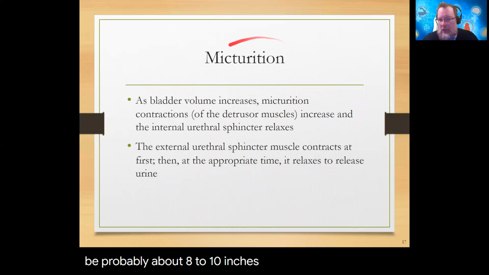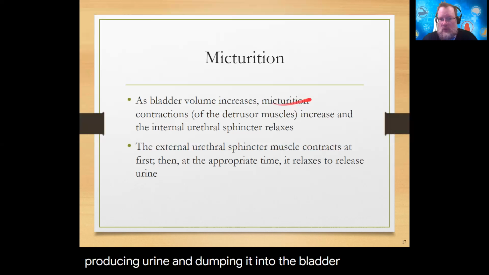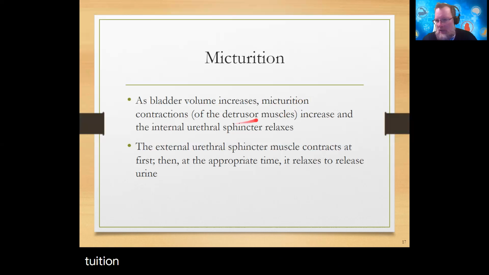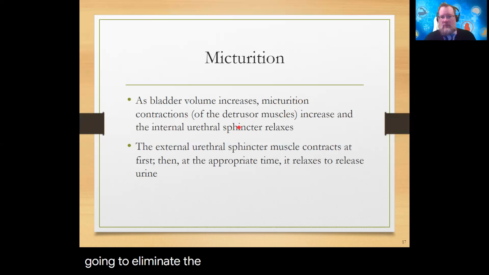Okay, micturition. Micturition is a fancy word for urine production. So as we're producing urine and dumping it into the bladder, micturition contractions are going to occur, and then we're going to eliminate the urine. So micturition involves urine production, urine collection, and then urine elimination.